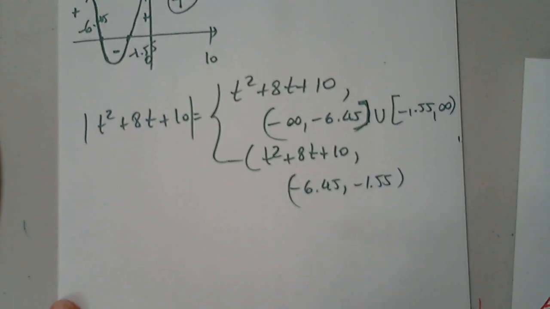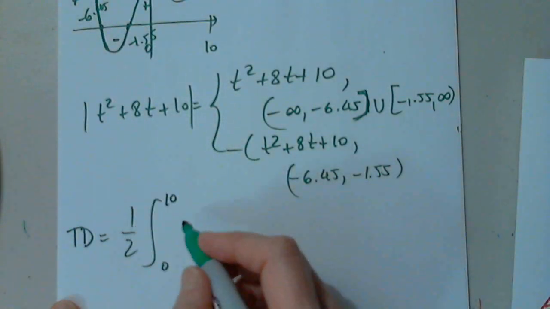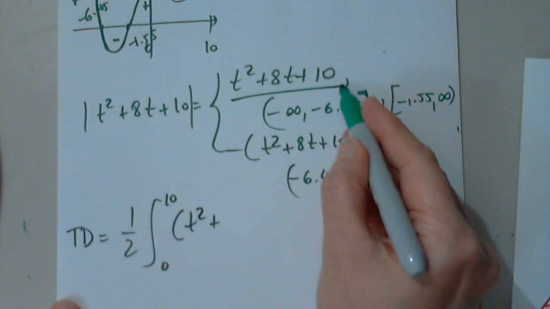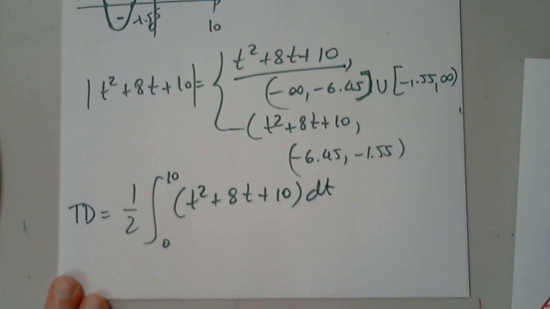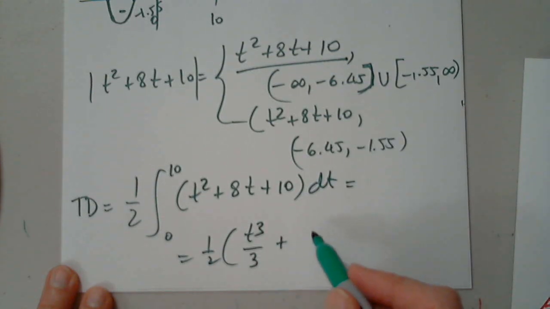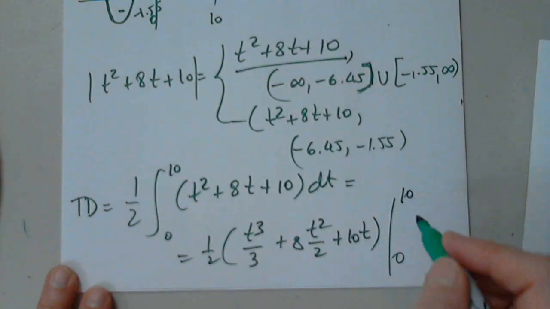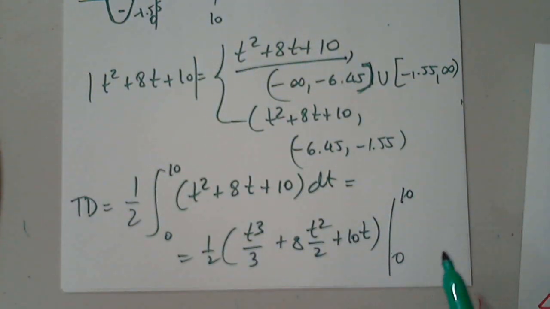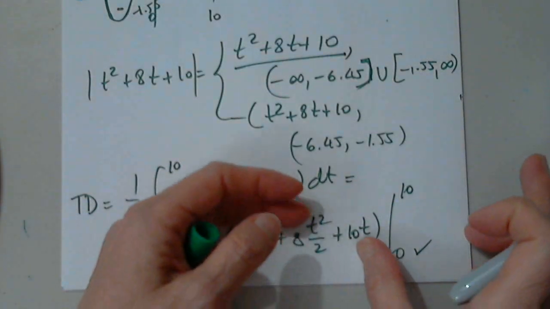So then the total distance is 1/2 the integral from 0 to 10, only from the positive, only from this, of t squared plus 8t plus 10 dt, which is 1/2 times t to the third over 3 plus 8t squared over 2 plus 10t, from 0 to 10. Luckily, again, I always love to have one of the limits of integration 0, because if it's a polynomial, it will be 0. So all I have to do is just plug in 10.